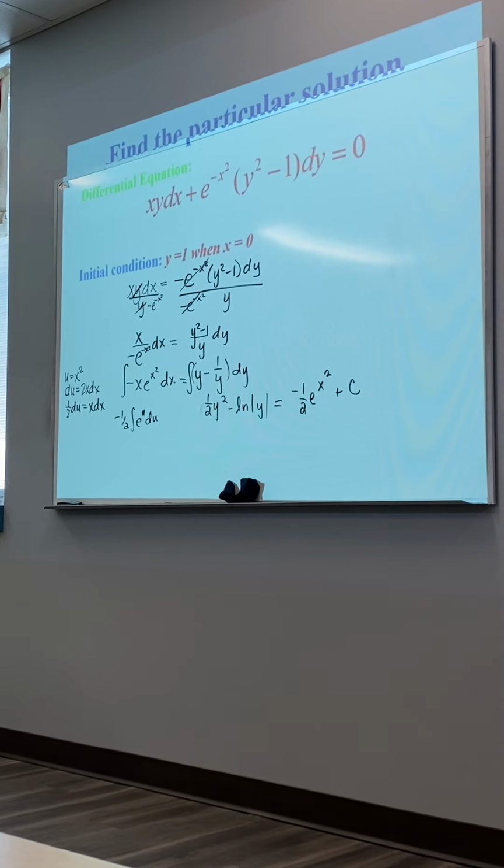We're not going to solve this for y because we can't. This is not a function. However, we still don't have the particular solution, because we cannot have a c in our answer. So we're gonna stop right here and solve for c.